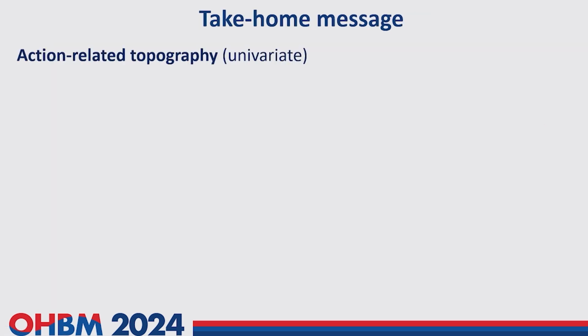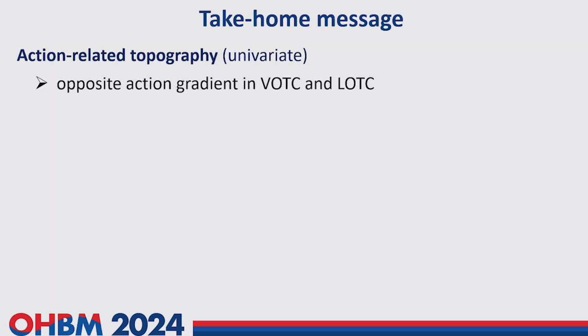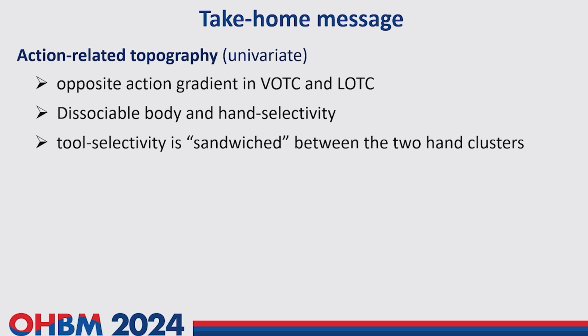So, first take-home message, we did find an action-related topography at the level of univariate results, with opposite action gradient in ventral and lateral OTC. Then we confirm dissociable body and hand selectivity, not only lateral but also in ventral. And if you notice from the map I showed before, the tool selectivity is kind of sandwiched between the lateral and ventral hand selective clusters.